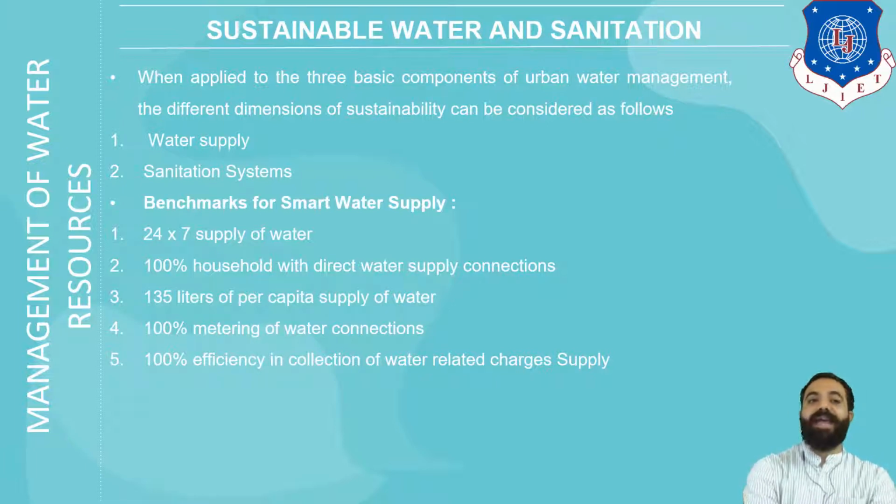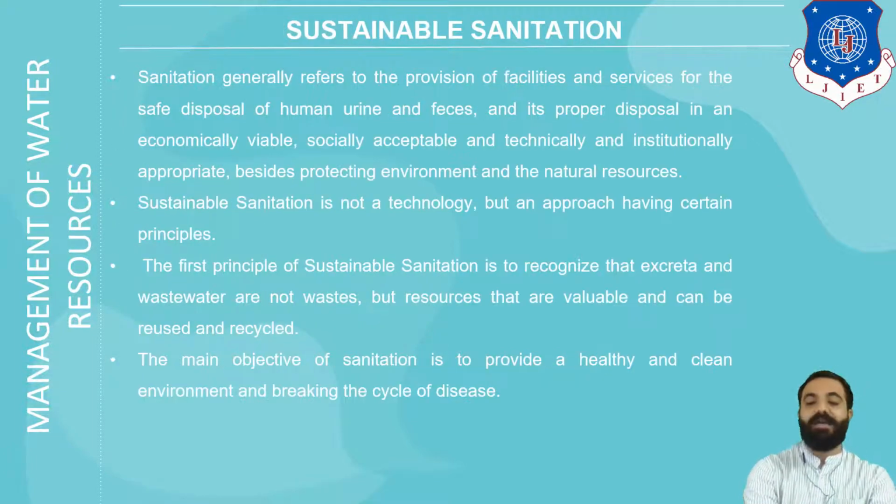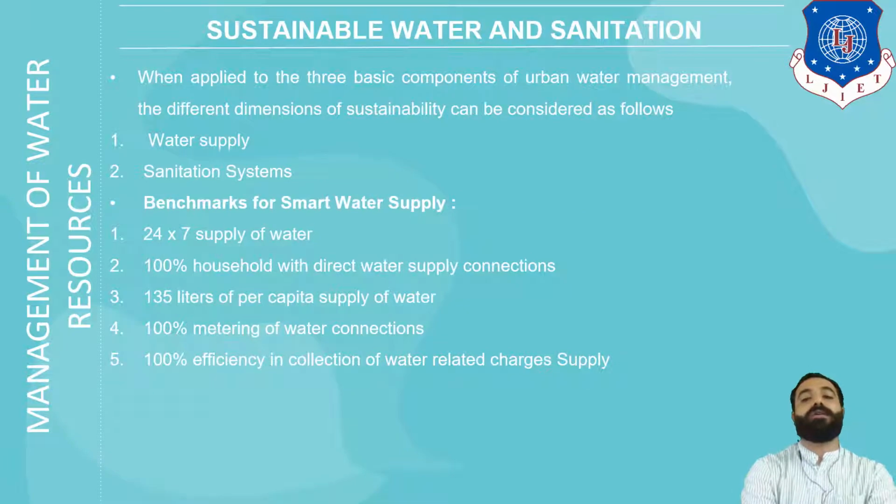like first one, water supply and sanitation system. So there are some benchmarks for smart water supply. First one, 24 by 7 supply of water. The second one, 100% households with direct water supply connection. Then third one, 135 LPCD of water. Fourth one, 100% metering of water connections. And fifth one, 100% efficiency in collection of water related charges. This is called sustainable water.